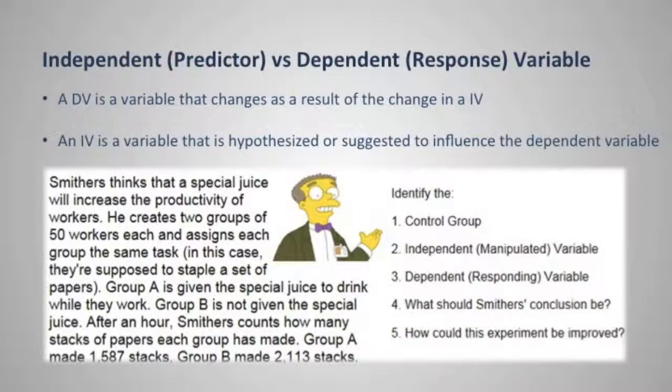So a dependent variable is a variable that changes as a result of the change in an independent variable, whereas an independent variable is a variable that is hypothesized to influence the dependent variable. This is a review from the course you took before getting to this one, so I won't really get much into detail about that since you already understand it.